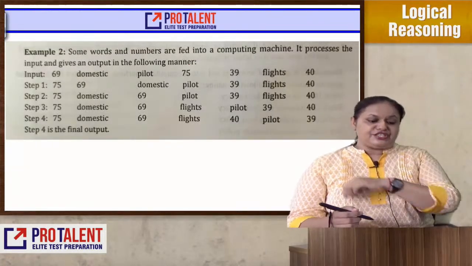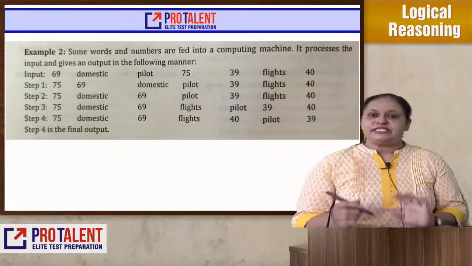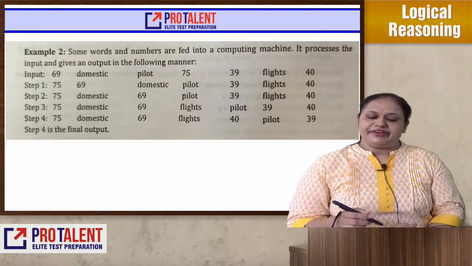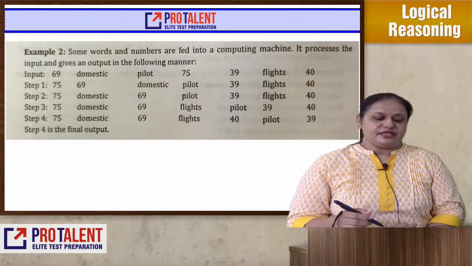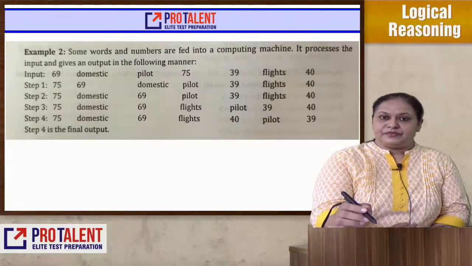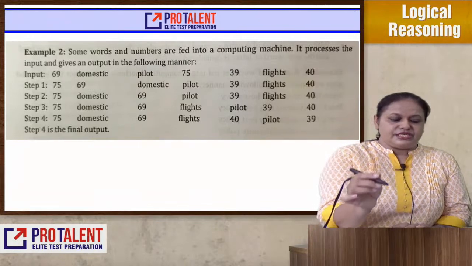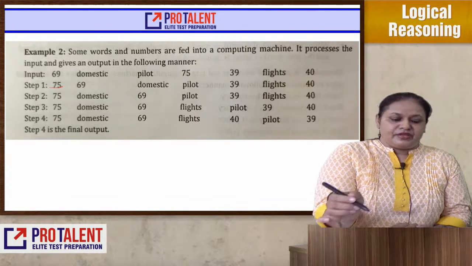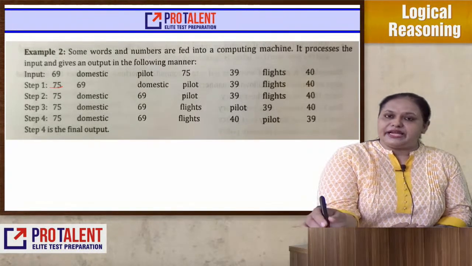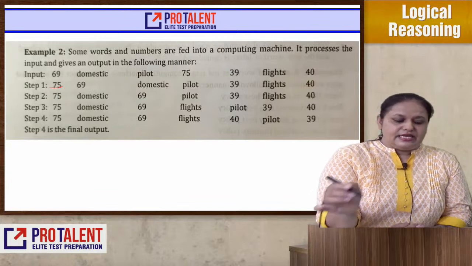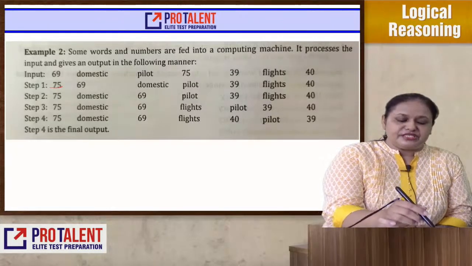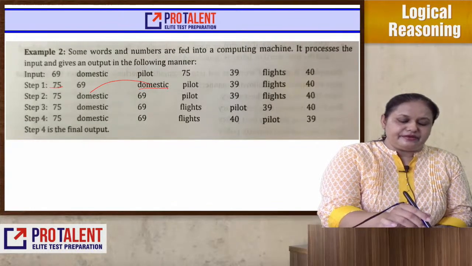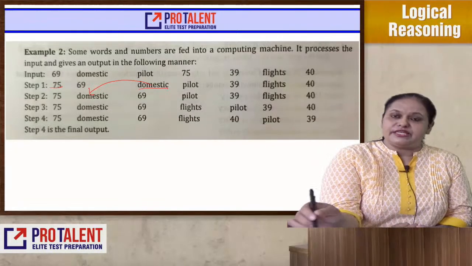Now let's go for the combination. Okay, now you just have a look at it, look at the question, look at the logic, right? Some words and numbers are fed into a computing machine. It processes the input and gives an output in the following manner. Now just observe what is happening. Which is the first step coming in out of that? First is a number, and the entire series remains as it is, untouched. Then in step number 2, the first word which is coming is domestic.